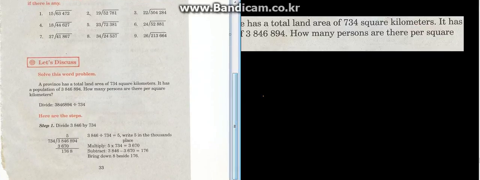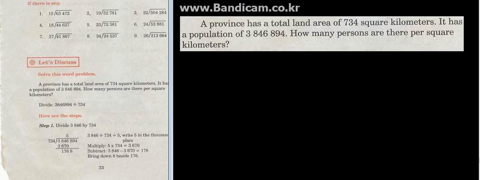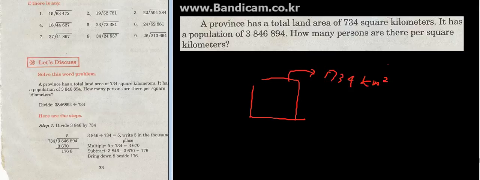So let's get started. A province has a total land area of 734 square kilometers, and it has a population of 3,846,894 people. So how many people are there per square kilometer?